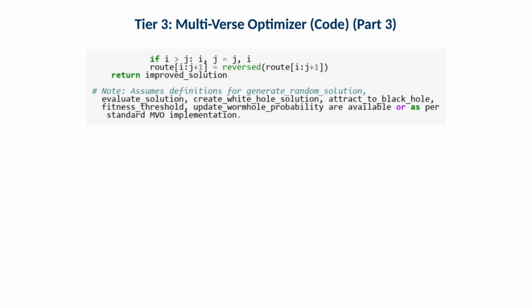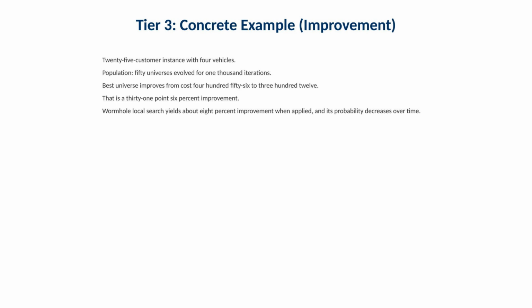A practical check is to print or log a few intermediate quantities so you can verify that the update logic behaves as expected. In the Tier 3 example, a 25 customer instance with 4 vehicles is optimized using a population of 50 universes over 1,000 iterations. The best solution improves from cost 456 to 312, which is a 31.6% improvement. Wormhole local search contributes about 8% improvement when it occurs, and the algorithm reduces wormhole probability in later stages to emphasize stability.